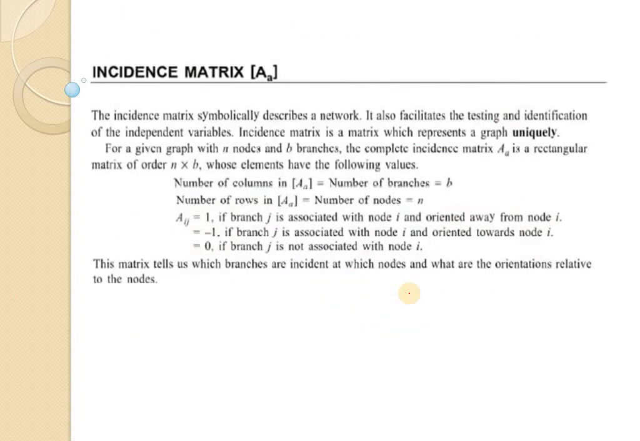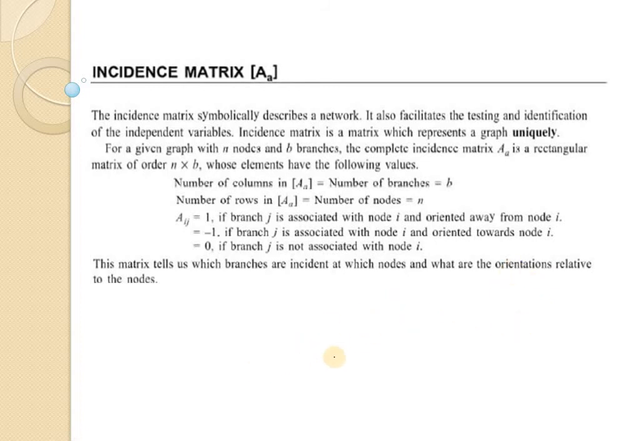Now next one is incidence matrix. The incidence matrix symbolically describes a network. It also facilitates the testing and identification of the independent variables. And the incidence matrix is a matrix which represents a graph uniquely.